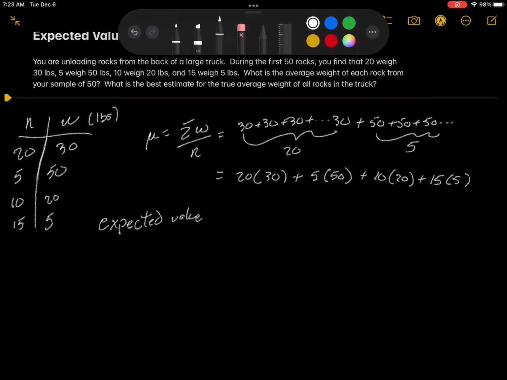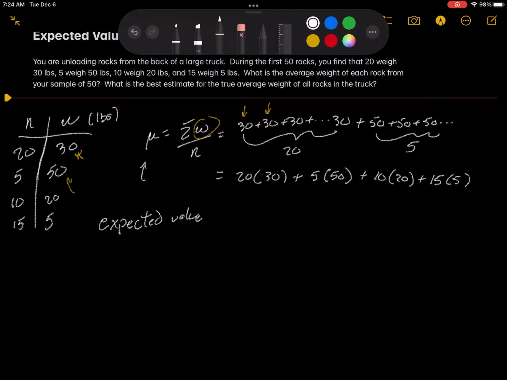This is the general equation of an average. So this average equation will work if all of these W's are uniform, right? If they all occur once, right? I counted a 30 once and I counted a 30 once. But I can use my expected value if my data is distributed, and that's exactly what we have here, right? I have several 30s and I have several 50s.